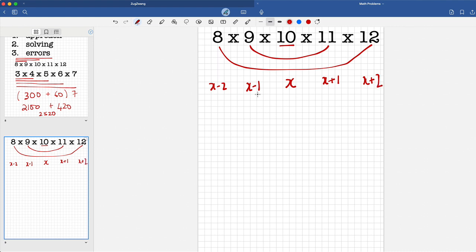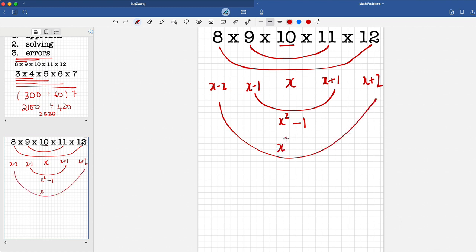Now, why is this helpful? Because when I multiply these two, I know the answer is x squared minus 1. And when I multiply these two, I know the answer is x squared minus 4. How is this? Because x plus 2 times x minus 2 is x squared minus 2 squared. A plus b times a minus b is a squared minus b squared. So now I just need to multiply these three terms: x times x squared minus 1 times x squared minus 4. So let's first multiply this: x squared minus 1 times x squared minus 4.